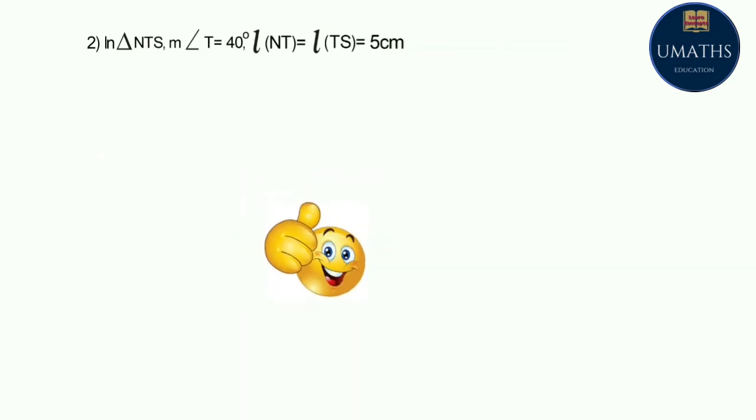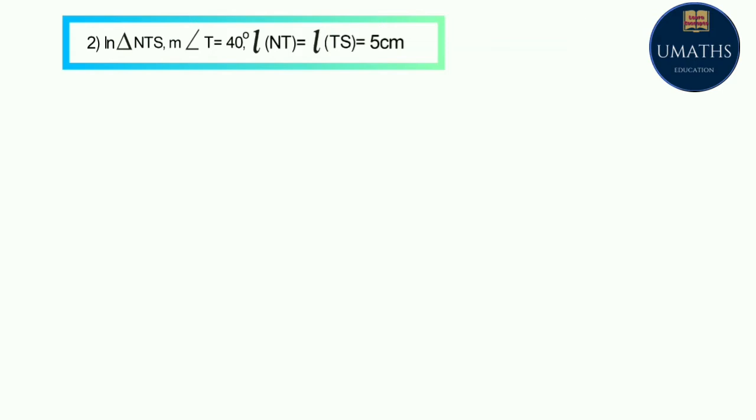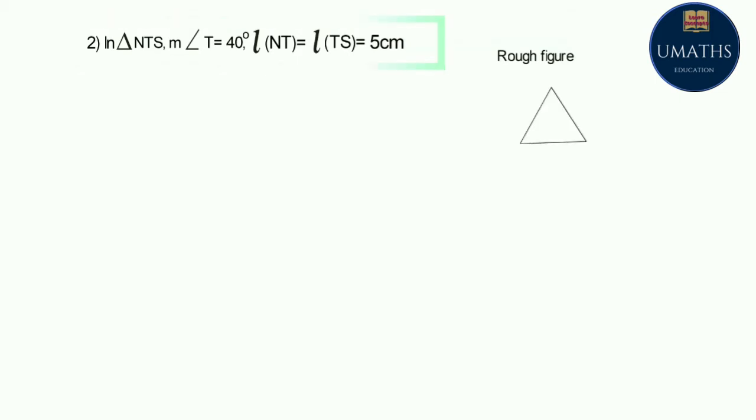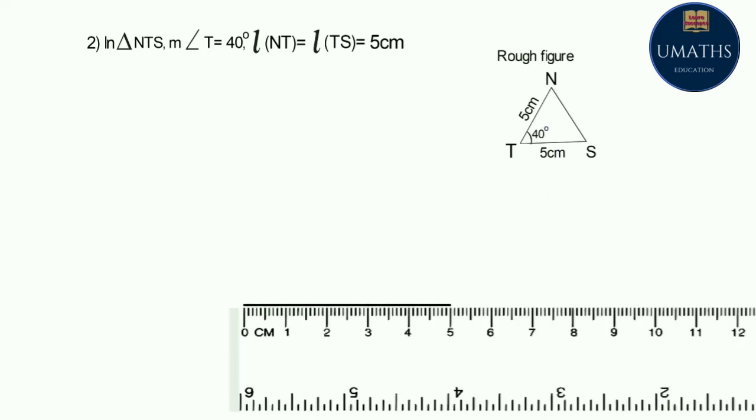Students, are you ready? Yes, let's solve. In triangle NTS, angle T is 40 degree and length of NT and TS is 5 centimeters. Let us draw a rough figure by using given information. In the given question, two sides are equal in length as 5 centimeters and between angle is 40 degree. Right students? Our rough figure is ready. Let us construct an actual figure now.